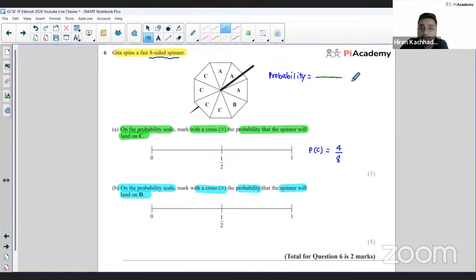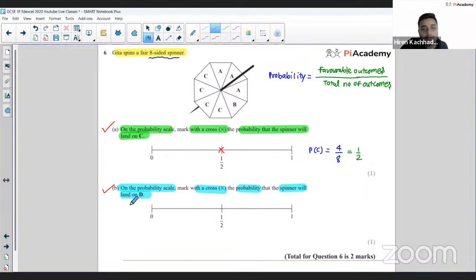Probability equals favorable outcomes divided by total number of outcomes. As you can see here, the total number of outcomes is 8 and we are looking for C, so favorable is 4. So it's 4 over 8 and that's why it's a half. So you have to cross here. This is for A. Zaika and Coimbatore, you are absolutely correct. Very good.